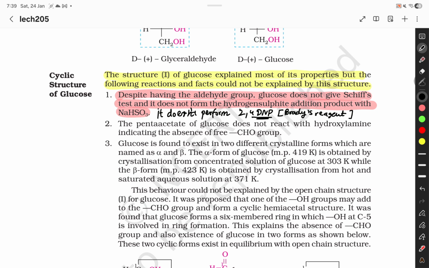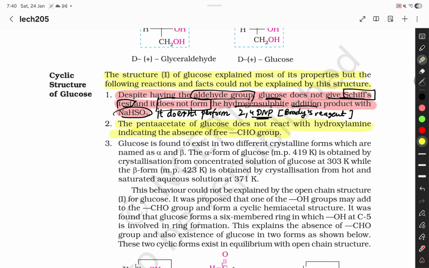So basically, despite having the aldehyde group, glucose does not give Schiff's test. It does not give Schiff's test, and it does not form the hydrogen sulfide addition product with NaHSO3. I hope you remember that.